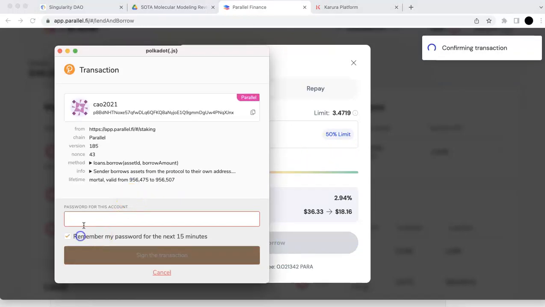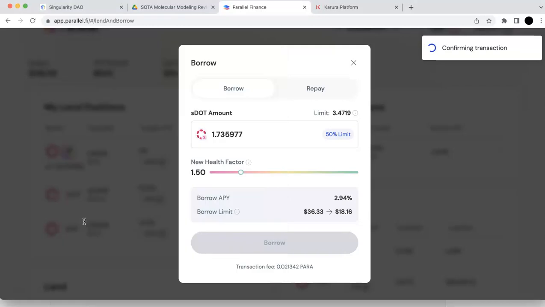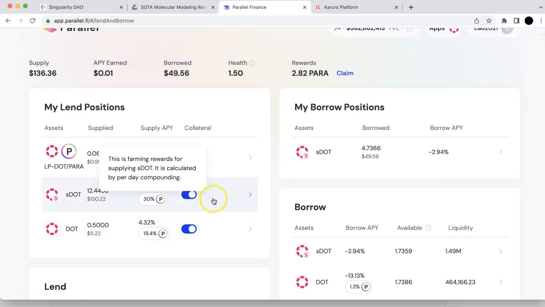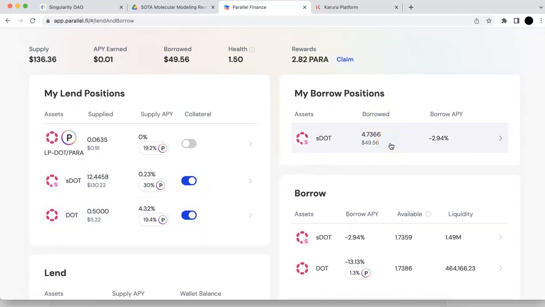So now, let's assume you have hundreds of them. You stake that, get sDOT or maybe SKSM, and then you lend it. So you are going to get all the rewards. Now you use that as collateral, and then borrow more. I made another video to show you how you can do those. You can watch that, or you can just check it here. Click the button and then you can borrow more.